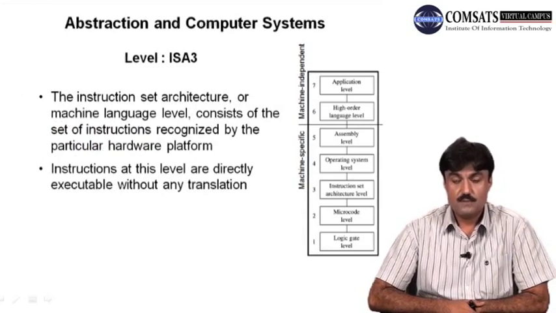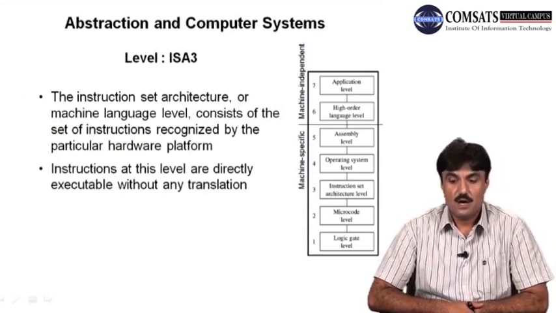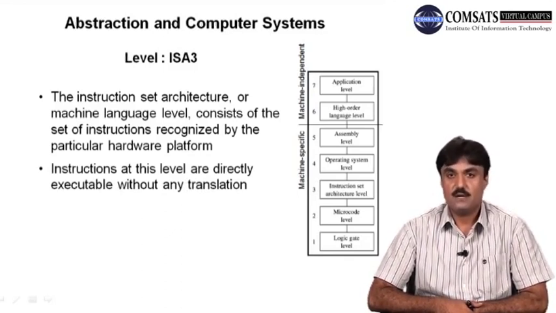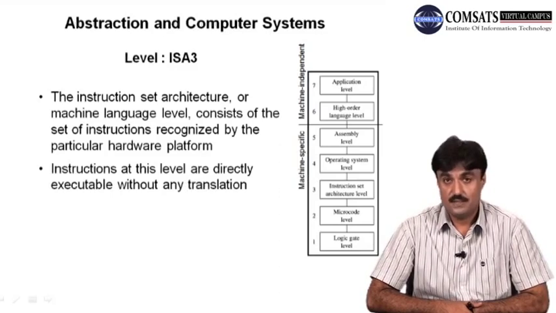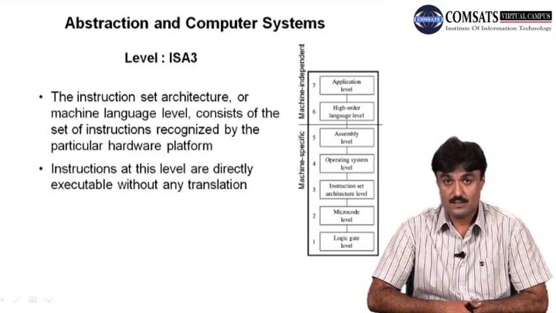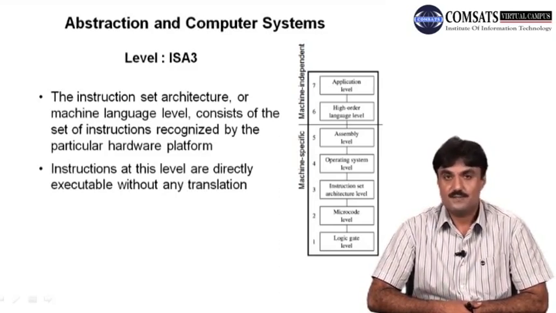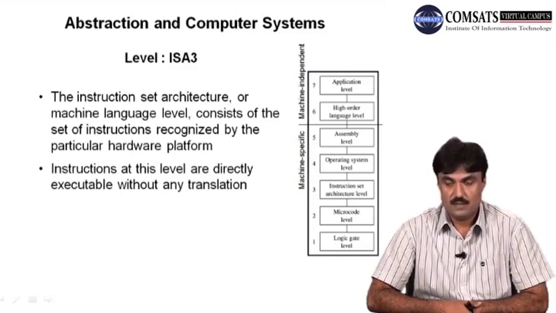Level number 3 is called the instruction set architecture level. We will discuss ISA, or instruction set architecture, in more detail in the coming lectures, because that will be the core of this computer organization section. It is also relevant to assembly language, because without understanding the underlying instruction set architecture, it's really difficult to program any machine in assembly language.